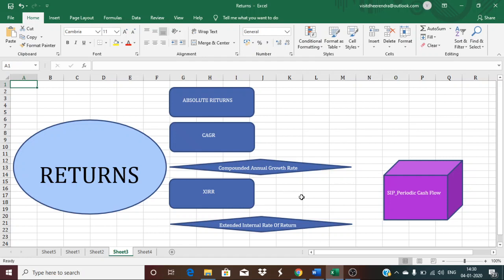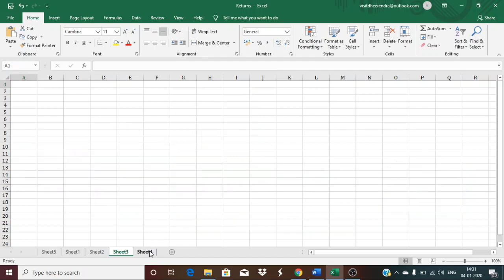If I explain XIRR, it is nothing but an aggregation of multiple CAGR. If I am making multiple investments in a fund, then I can use the XIRR formula to calculate the overall CAGR for all those investments taken together. So when we have periodic cash flow, irregular cash flow, or multiple investments, then to calculate the aggregate CAGR, we can use this function called XIRR. Let me show you with an example.